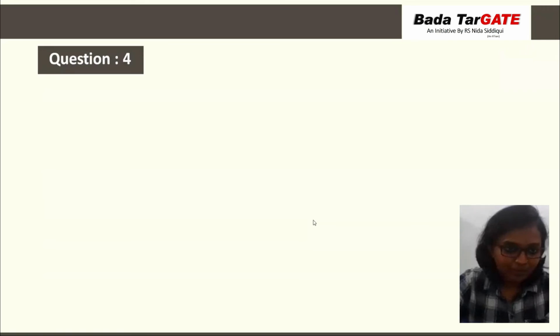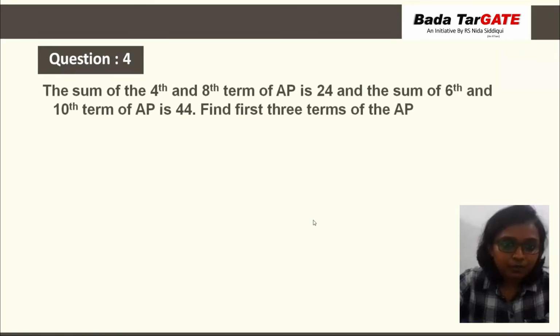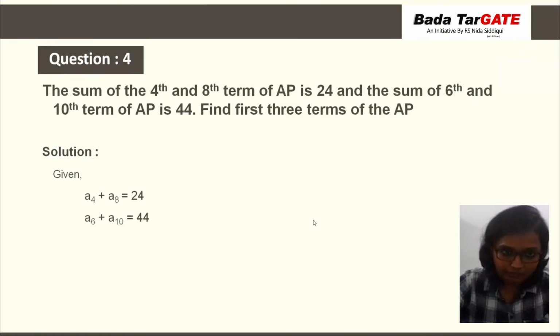So coming to question number 4, the sum of the 4th and 8th term of the AP is 24 and the sum of the 6th and 10th term of the AP is 44. Find the first 3 terms of the AP. So from the question, it is given that A4 plus A8 is equal to 24 and A6 plus A10 is equal to 44. We need to find the first 3 terms of the AP, which is A1, A2 and A3.